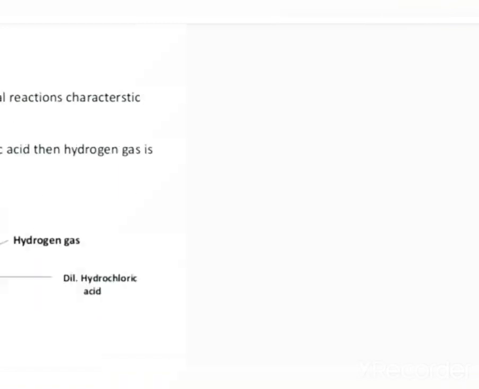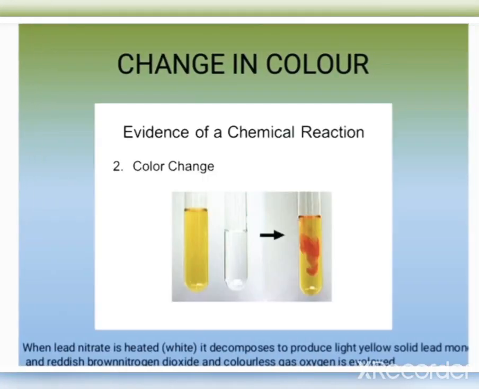We'll move to the next property, that is change in color. You know very well, children, that whenever you perform any experiments in the lab, there are certain things that distinguish one substance from another. And one of the basic properties is change in color. A very good example is potassium permanganate.